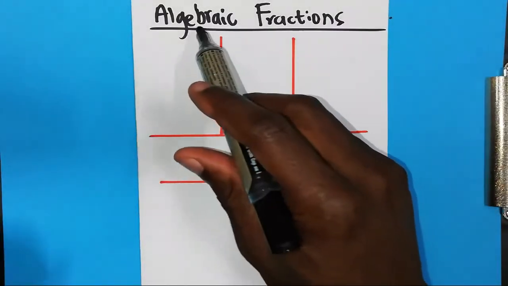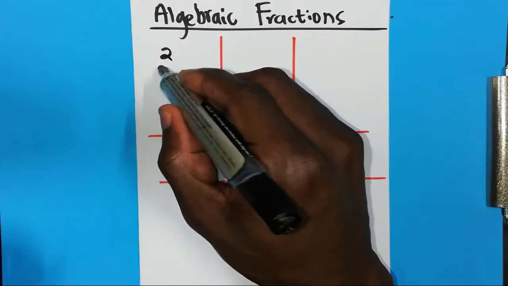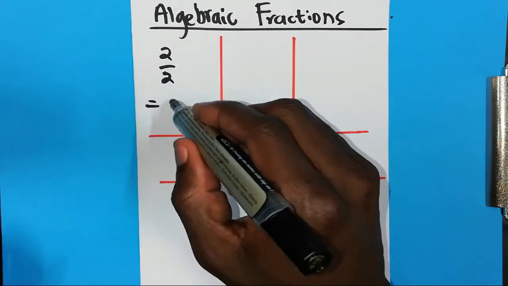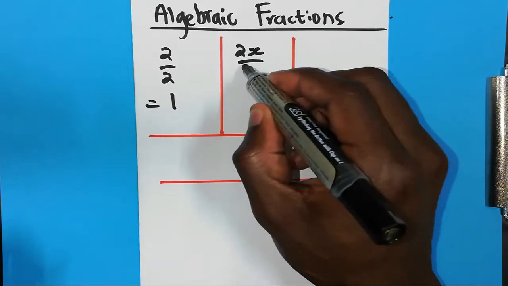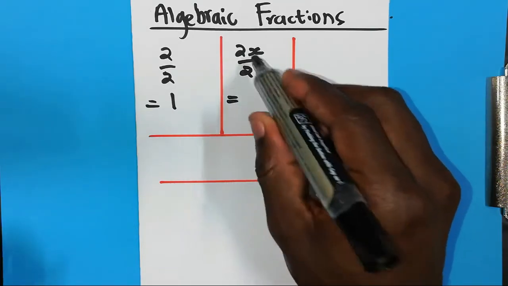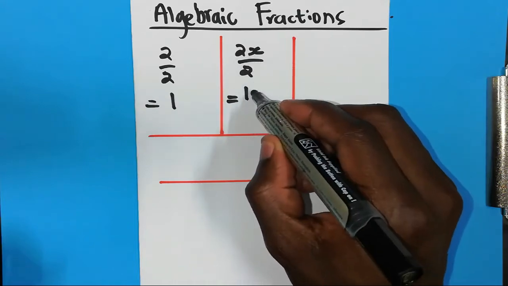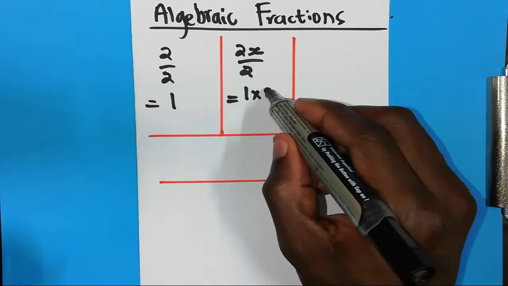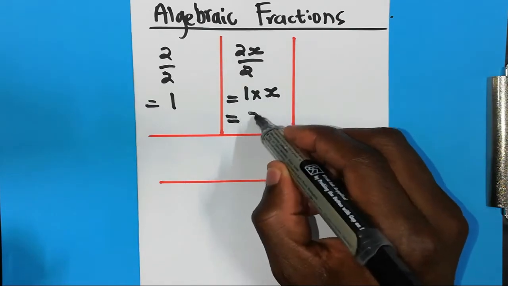Well, today we are going to talk about algebraic fractions, right? So suppose you have 2 over 2. 2 over 2, the answer is 1, okay? Now, if you have 2x over 2, what is the answer? 2 over 2. Remember, the answer is 1. So there is a multiplication there. So you can say multiplication and put that x. So 1 multiplied by x is equal to x.